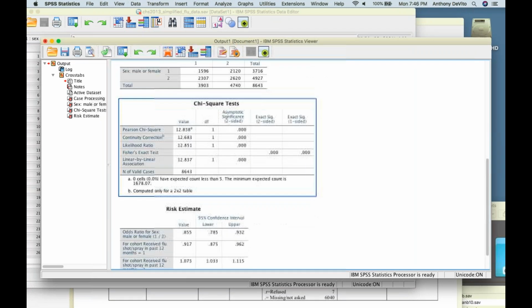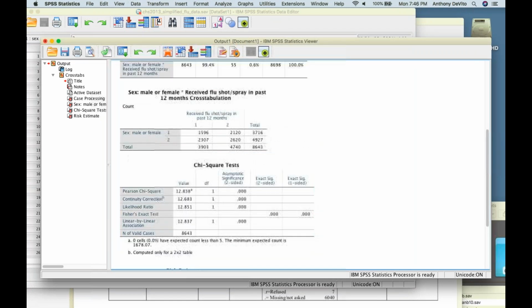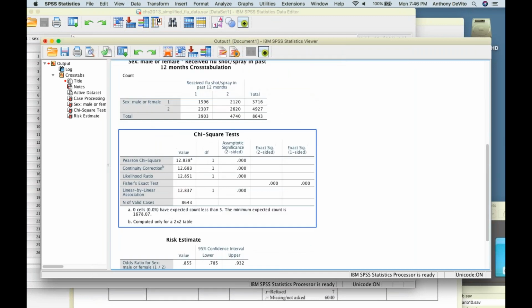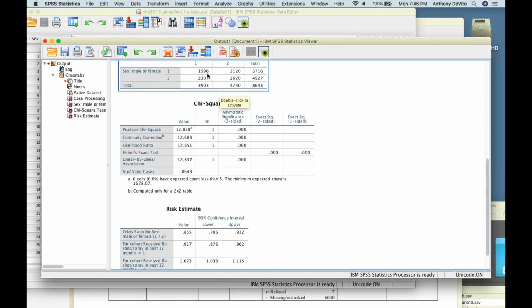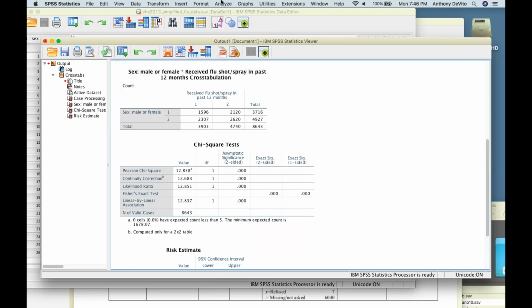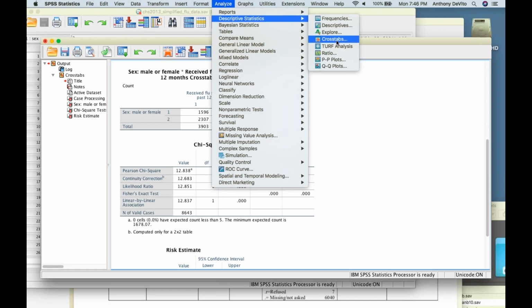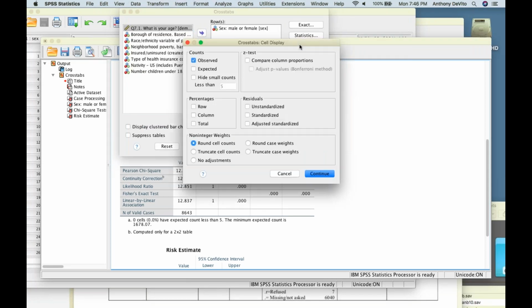Okay, what do I get? I get my chi-square table over here. Where is it? There it is. This is male or female. You'd have to do your coding, and instead of 1 or 2, you get male or female. You get flu shot or no flu shot. And let's see, what percentage of people? I'm going to go back here and do it one more time. Analyze descriptive statistics crosstabs. This time I'm going to go into the cells. I'm going to say, show me the percentages by rows.